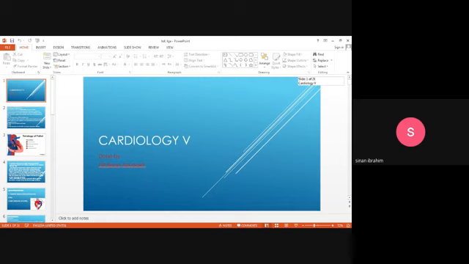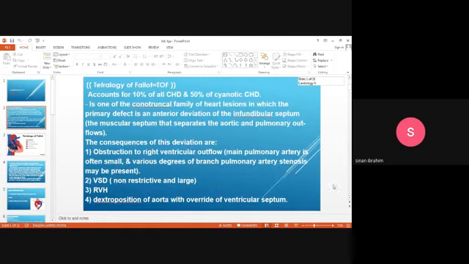The first one of them will be tetralogy of Fallot, which is the most common type of cyanotic congenital heart disease, and usually accounts for about 10% of all congenital heart disease. It is one of the truncal family of heart lesions in which the primary defect is anterior deviation of the infundibular septum. This is the muscular septum that separates the pulmonary and aortic outflow. As a consequence of this deviation, we will have four anomalies.